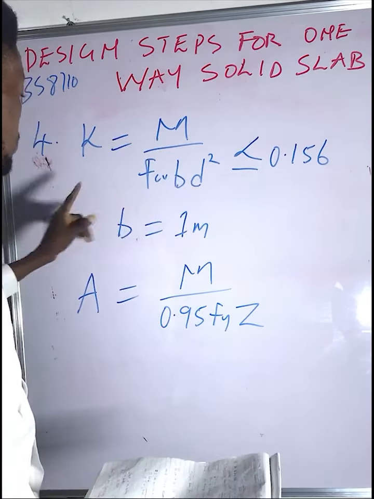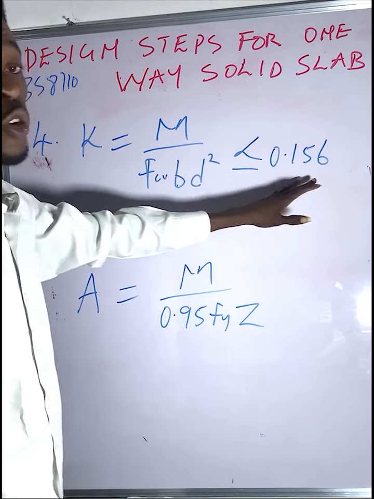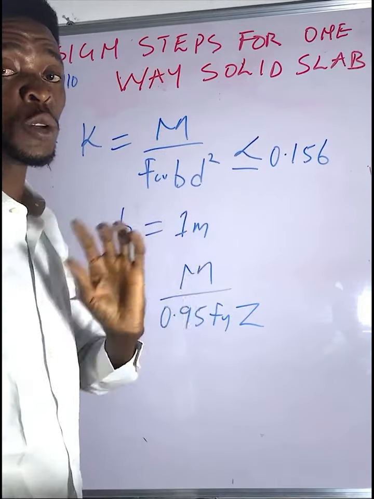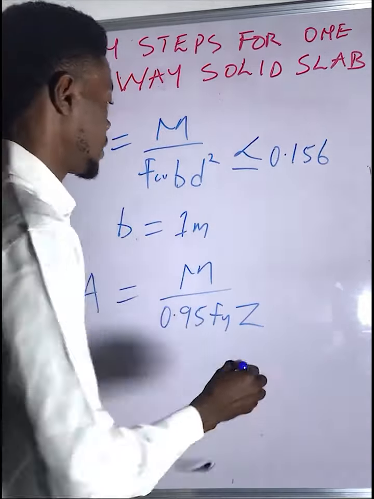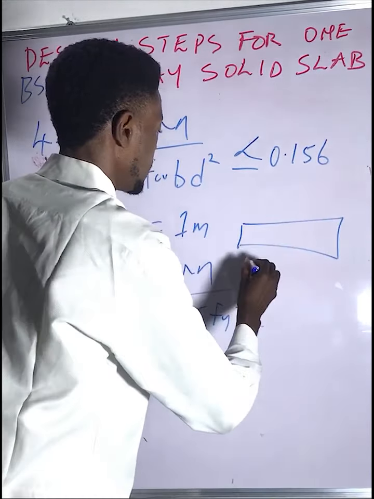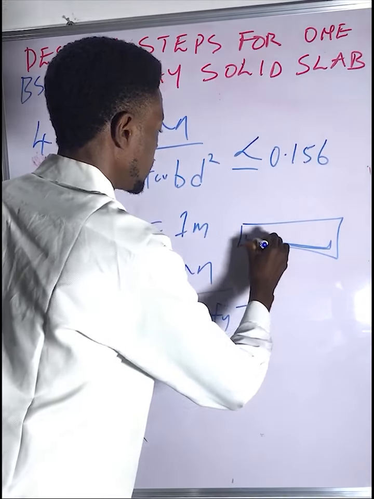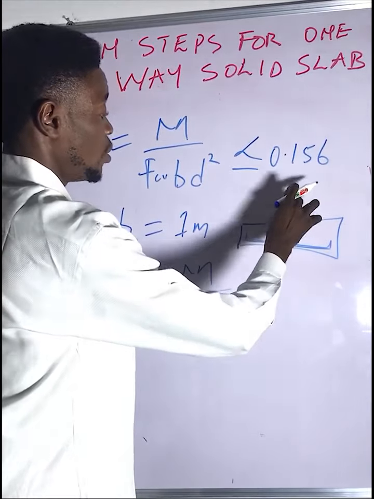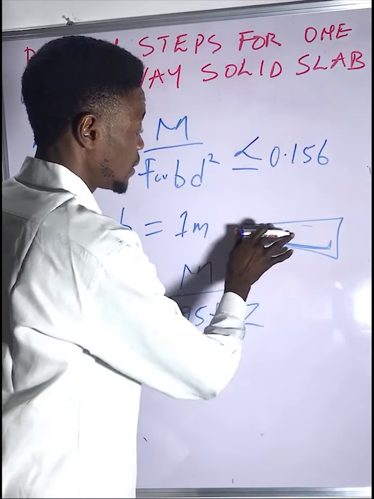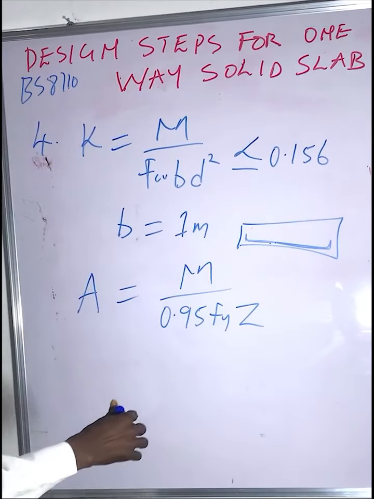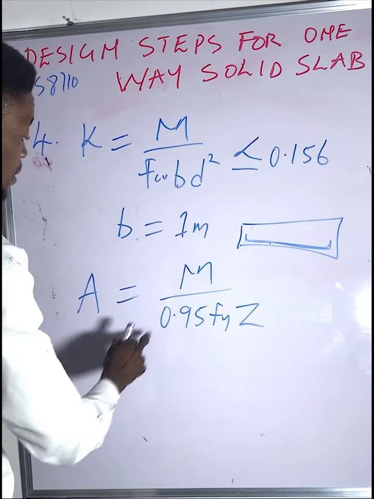Note, first of all, if K is lesser than or equal to 0.156, you design for only tension reinforcement. It simply means compression reinforcement is not needed. This is your compression zone. For a simply supported beam, your compression reinforcement is at the top. It is not needed. And this M is the maximum bending moment.